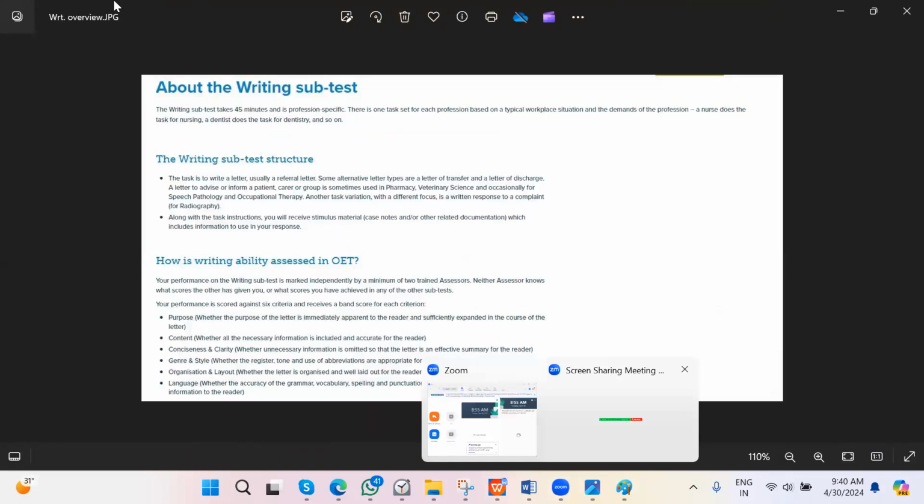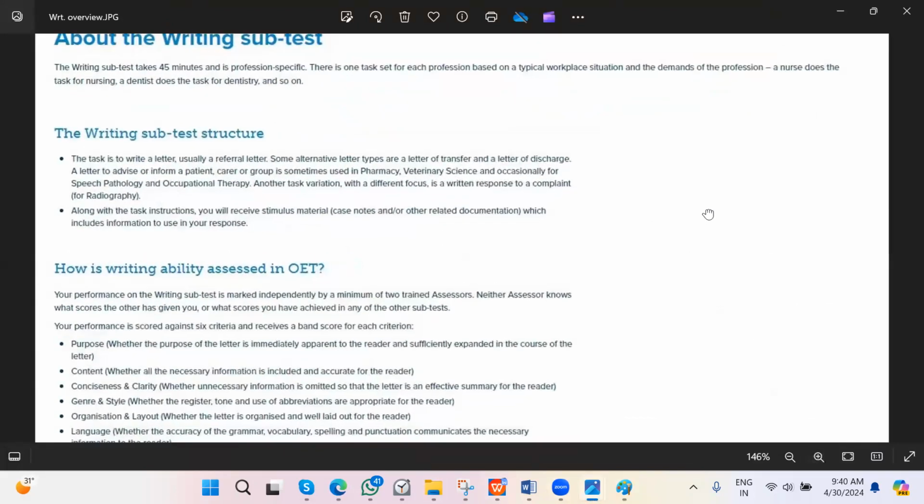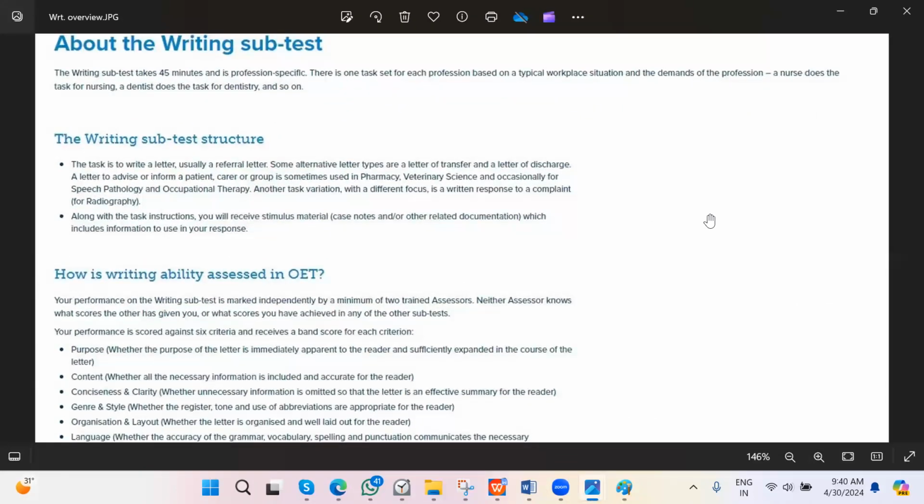Take a gap, and then go through the writing subtest details. Trisha, if you can please read the first few lines loudly. About the writing subtest: the writing subtest is 45 minutes and is profession specific. There is one task set for each profession based on a typical workplace situation and the demands of the profession. A nurse does the task for nursing, a dentist does the task for dentistry, and so on.